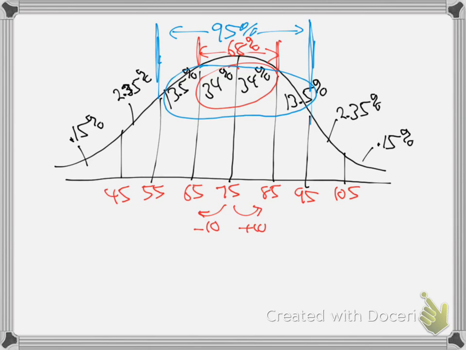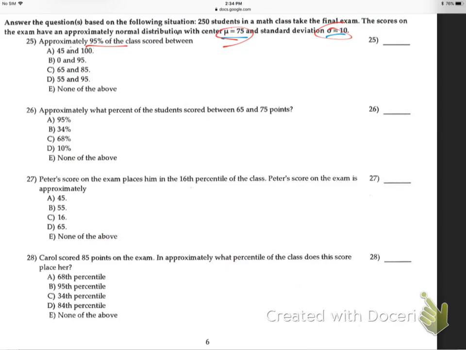So that goes from where? From 55 to 95. Everybody see that? I don't know what these things are. Oh, how many math questions they got right or whatever. Anyway, 55 to 95. There we go. D. Next question, 26. Approximately what percentage of students score between 65 and 75 points?